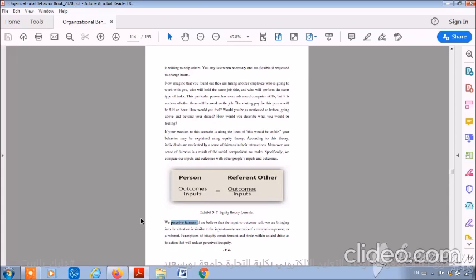Perceptions of inequity create tension and strain. The feeling of unfairness creates tension and strain within us and drives us to action that will reduce perceived inequity. The person starts to take a set of actions or reactions that reduce the perceived inequity, as we will discuss later.